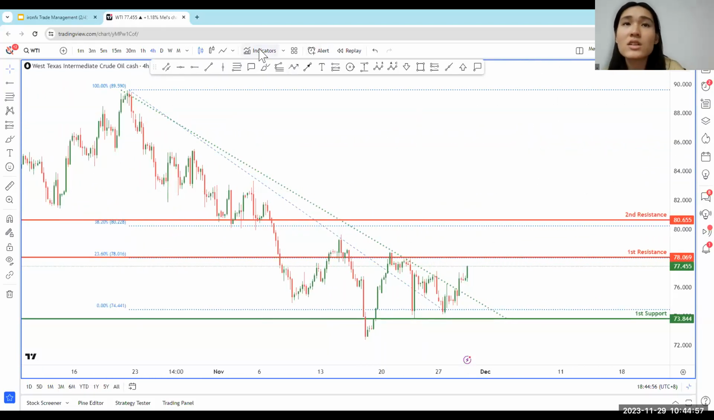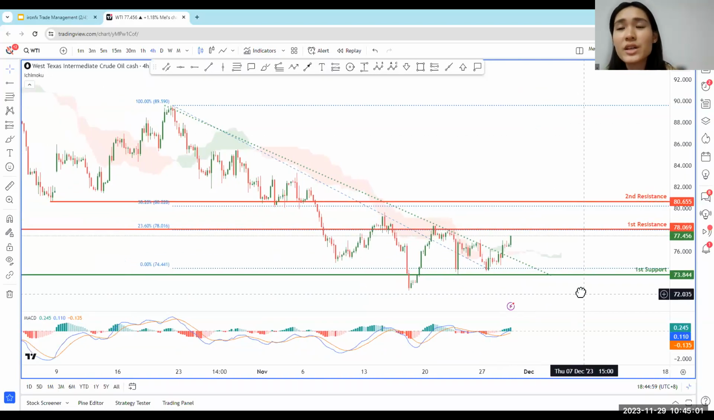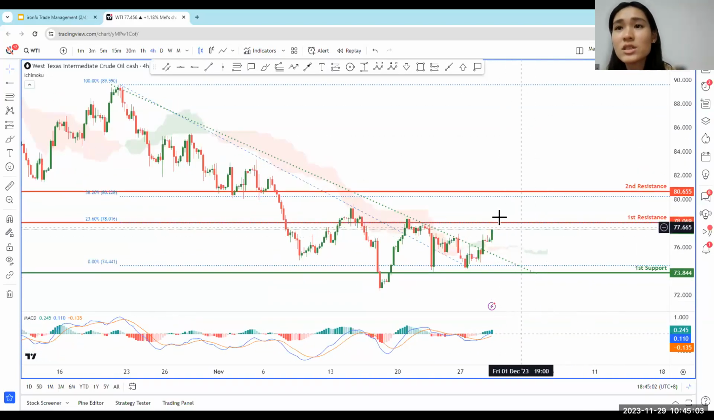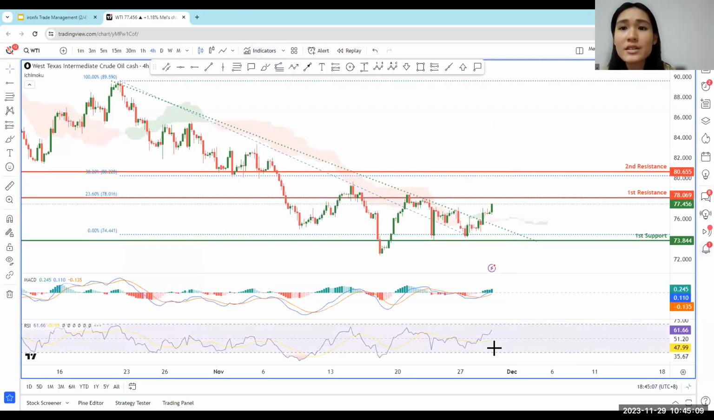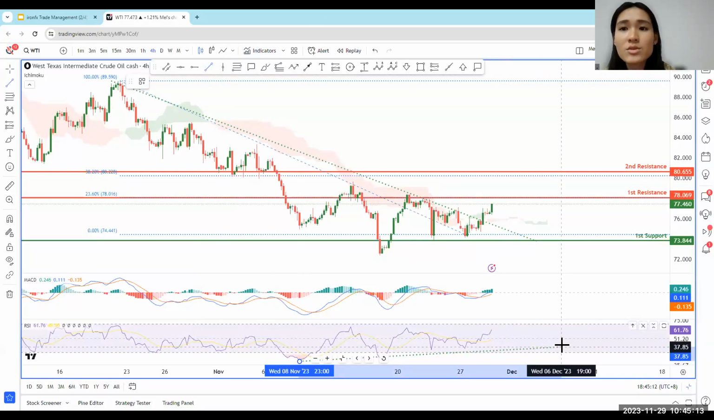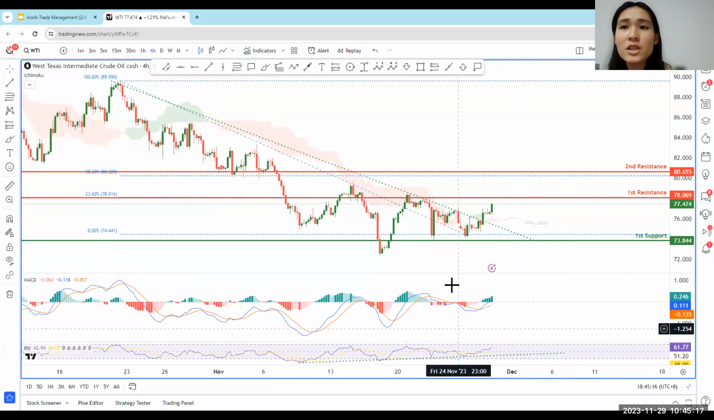Okay, I think that's all the levels that I can identify so far. So let's go in with our indicators again. Ichimoku is giving us bullish, MACD is giving us bullish. If we look at RSI, it's also moving in this ascending trend line, so it's also giving us bullish.